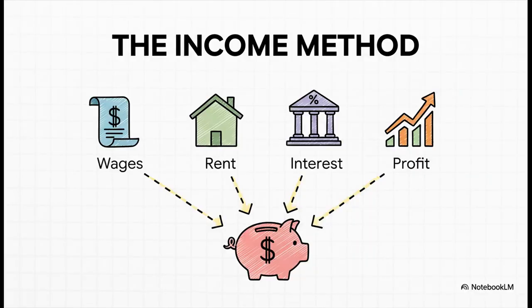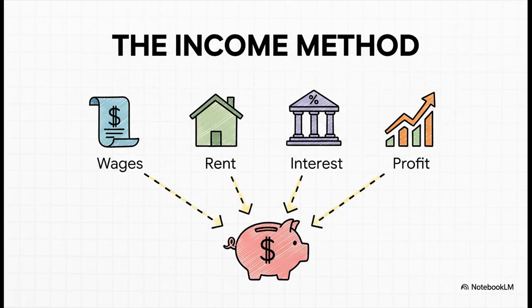Okay, the second perspective is the income method. Instead of looking at what's made, this approach looks at what's earned. It sums up all the income generated from producing things. This includes all the wages paid to workers, the rent earned by property owners, the interest paid on capital, and the profits earned by businesses.